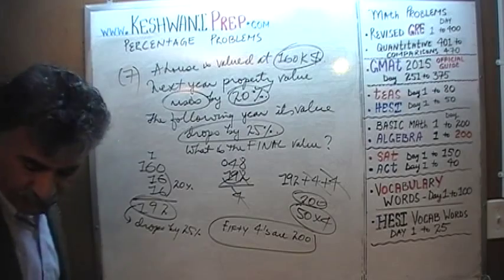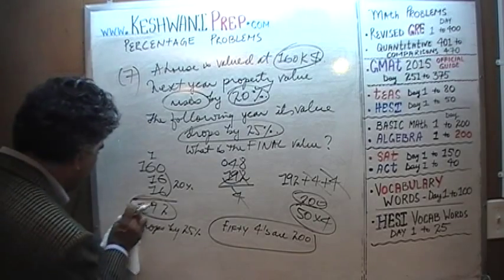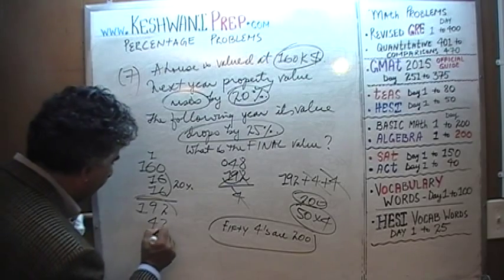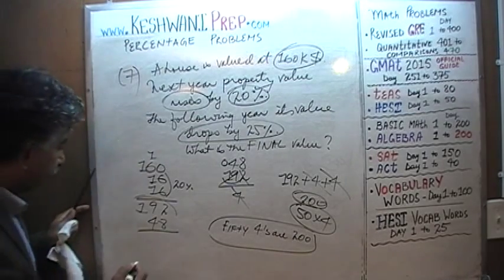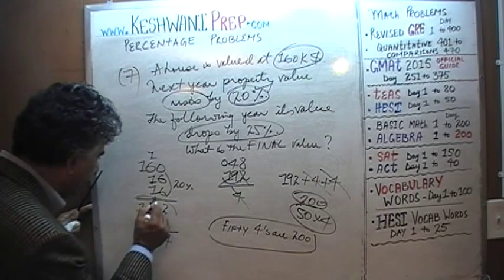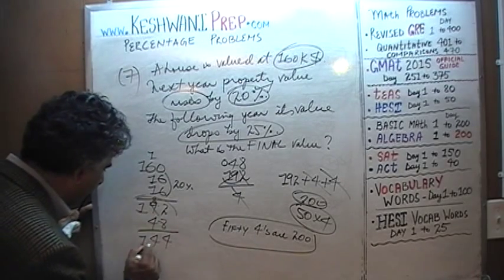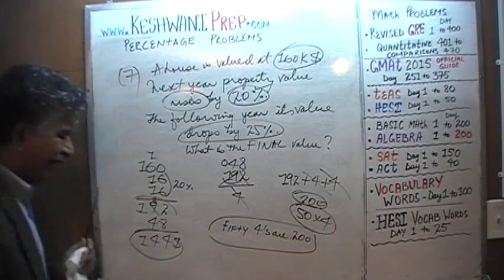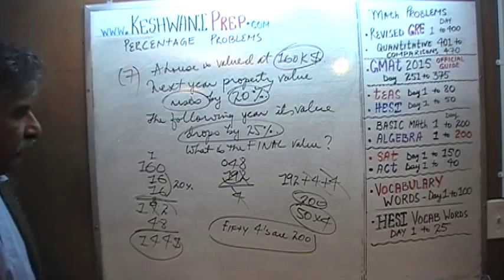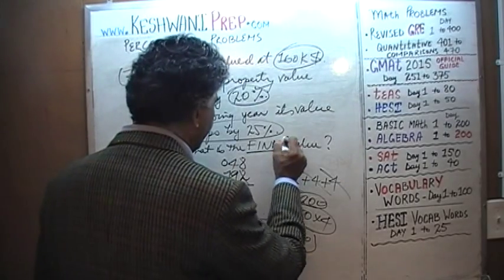Anyway, so the drop was 48. So let me subtract 48 from here. 48 represents the 25% drop, or one quarter drop. Drop of one quarter of the value. 12 minus 8 is 4. This becomes 8. 8 minus 4 is 4. And the answer is, the final value of the house is $144.